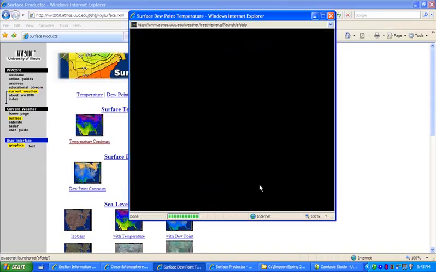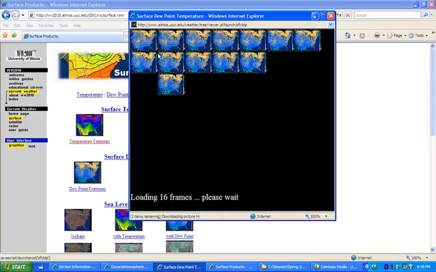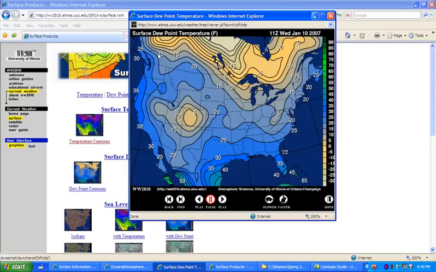And so we'll need to animate, and we'll take the last 16 hours. And again, we're going to use persistence forecasting, assuming what happened this morning at 12Z will be the same thing that happens at 12Z tomorrow. And as long as we don't have any cold fronts or warm fronts coming through, or unless we have cloud cover, then we can use this particular type of forecasting.